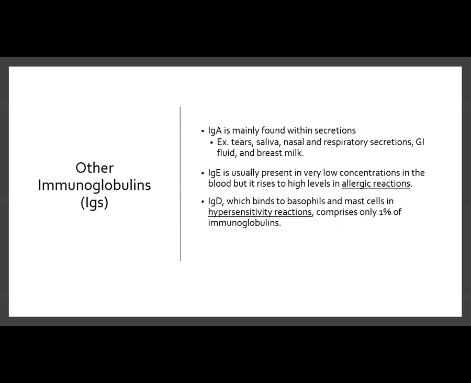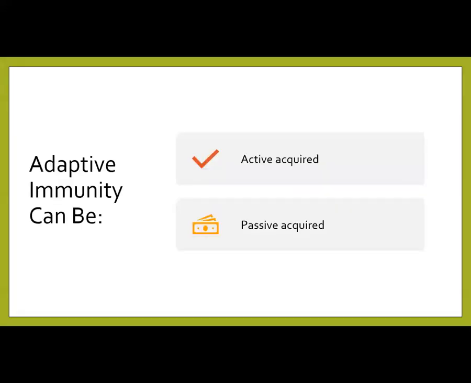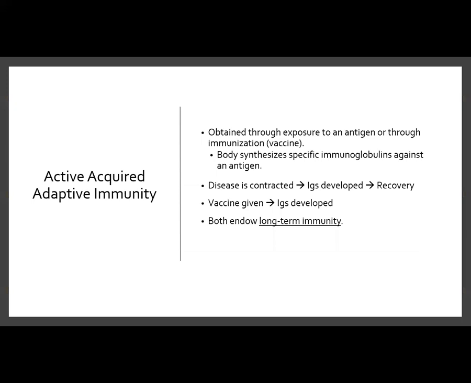So there's other ways to remember it. That's just the way that's always kind of made sense with me. Because we first want to know which type of immunoglobulins we're dealing with, and then we can also talk about the different types. So immunity can be active acquired or passively acquired. So active acquired adaptive immunity.